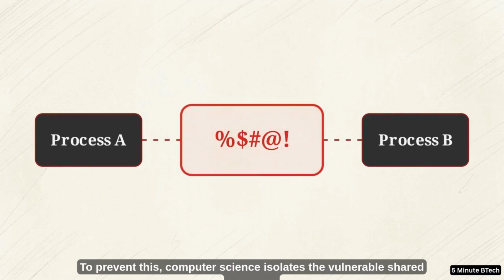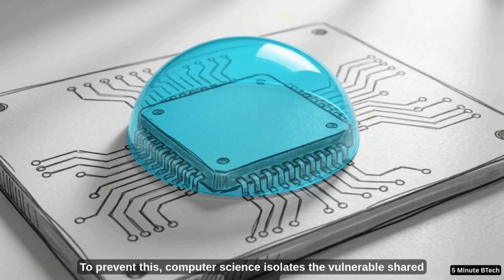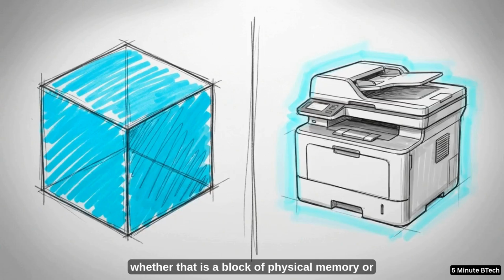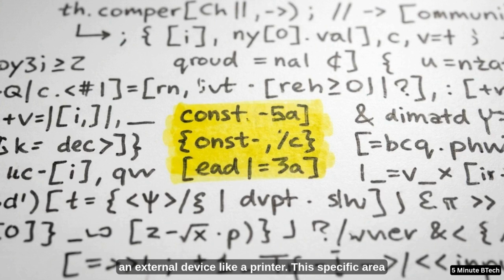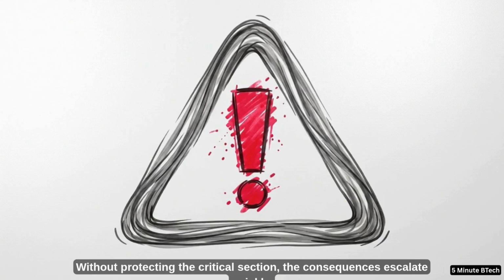the final result. To prevent this, computer science isolates the vulnerable shared resource, whether that is a block of physical memory or an external device like a printer. This specific area of code where shared memory is accessed is called the critical section. Without protecting the critical section, the consequences escalate quickly.